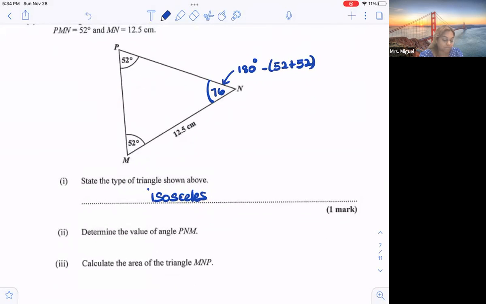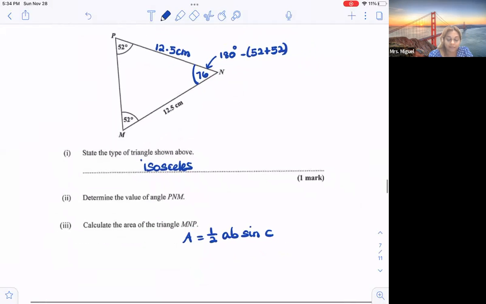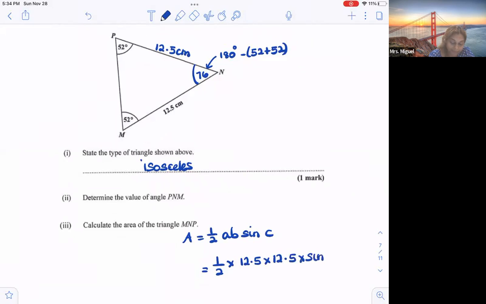We want the area of MNP. So the area of the triangle that doesn't have a height, we use the formula: a half ab sine C. So here as well will be 12.5. So I'm going to pause here and I want you to work it out. A half of 12.5 by 12.5 by sine 76. Go ahead and try it. We can't use base by height because the triangle itself doesn't have any height.